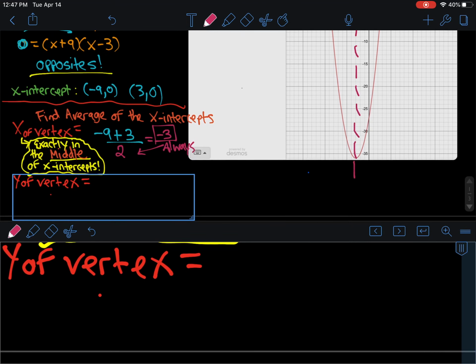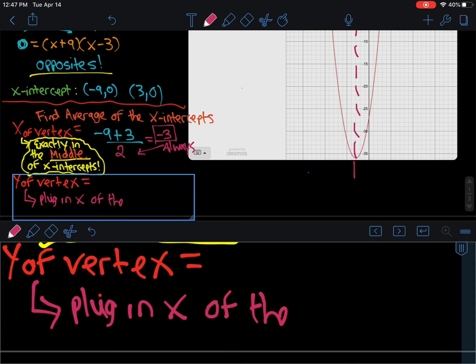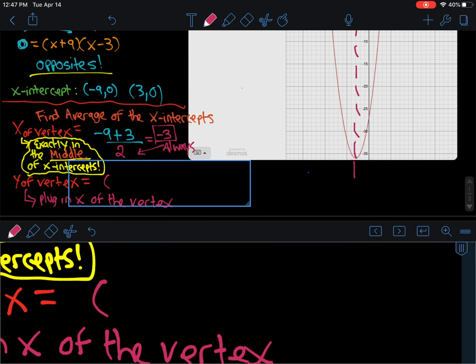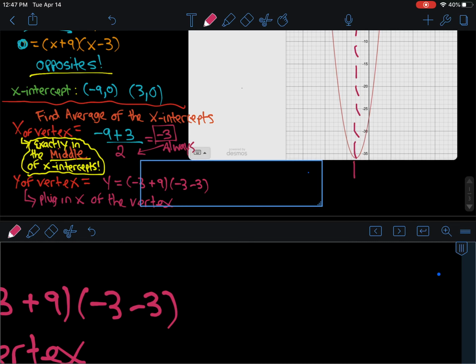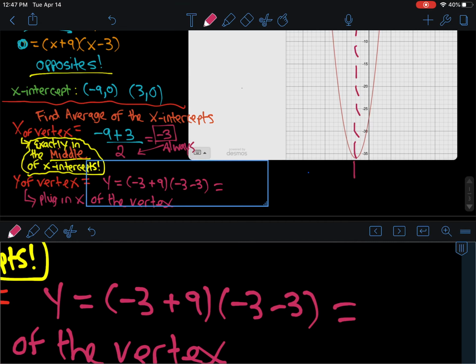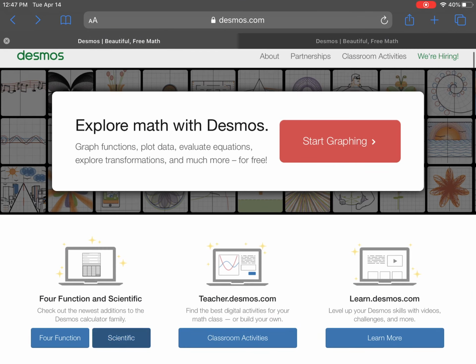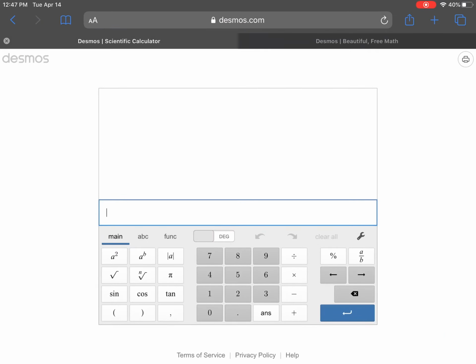And just like you did with standard form, in order to find the y of the vertex, you plug in x of the vertex. So you look at your equation. My x of my vertex, just to be clear, is -3. So it'd be -3 plus 9, -3 minus 3. And then let's say, okay, I have a little trouble figuring out that calculation. Well, you can go to decimals.com, remember? You click the scientific, I have it highlighted right there. So you click on that, and then you just plug it into here.